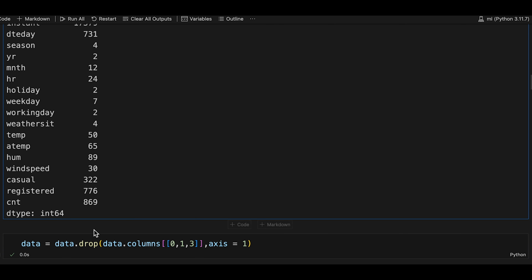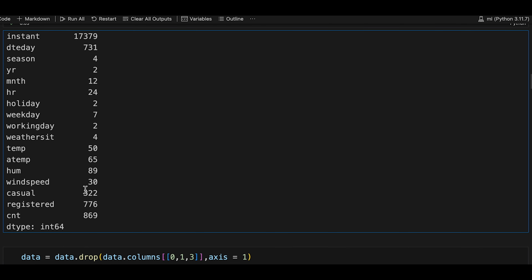Now let's drop the features that are not at all important. The first feature is instant, and then date day, and then year. So these we want to remove. In order to remove them, we can index them and then remove. So first, instant is indexed with 0, and then date day is indexed as 1, and then year is indexed as 3.